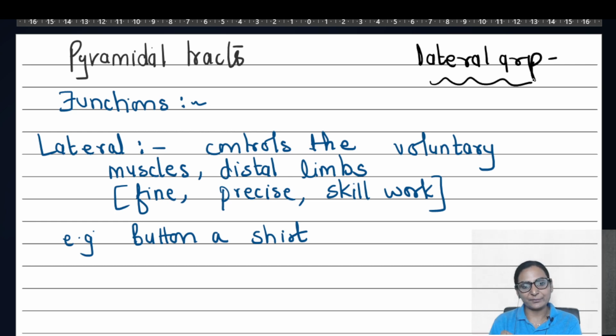Therefore, it is called lateral, because when you study the ventral horn cells, there is a lateral group and a medial group, isn't it? So in the lateral group they are ending, and they are mainly controlling the voluntary muscles of the distal limbs. That is more fine, precise, or skilled work. For example, you are buttoning a shirt. So when you are using more of the distal limbs, that is the lateral corticospinal tract, which is controlling the distal limb muscles.